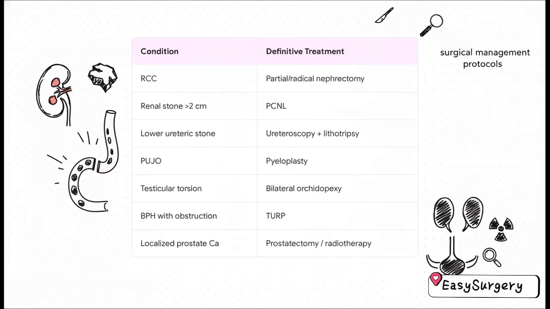Now, remember our emergency testicular torsion from earlier? The definitive long-term fix is a bilateral orchidopexy to anchor things down and make sure it never happens again. A varicocele causing infertility gets a varicocelectomy. Obstruction from BPH is cleared out with a TURP. And for localized prostate cancer, your major definitive paths are radical prostatectomy or radiotherapy.